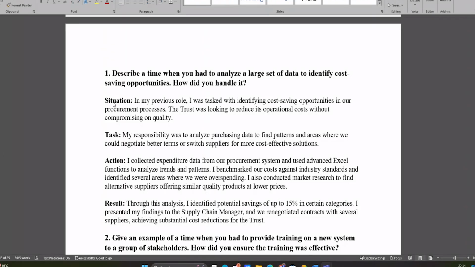So STAR says situation, task, action, and result. Again, the situation you can read here, and we'll start with identifying cost saving opportunities in our procurement process. The trust, maybe an NHS trust or something like that, was looking to reduce its operational costs without compromising on quality. And what did I do? My responsibility, so this is my task, was to analyze purchasing data sets to find patterns. ChatGPT broke all these things down. All this is all you need to prepare for the interview. Just go through it. Continue to go through it.